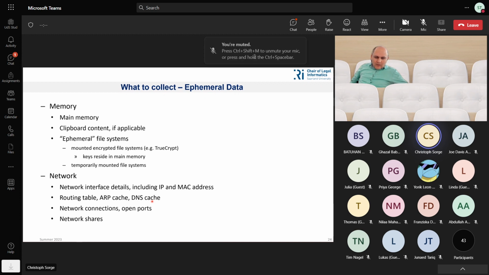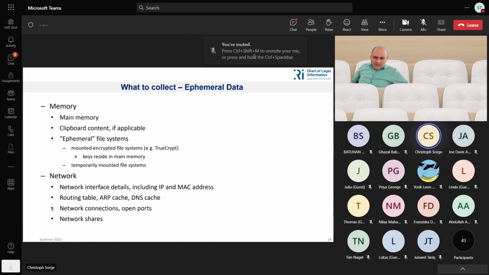And looking there might also reveal something about, for example, botnet communication. So if there is a known botnet command and control server, then finding that server in your DNS cache might indicate that you have a botnet infection somewhere within the corporate network. So that's why DNS caches are relevant.